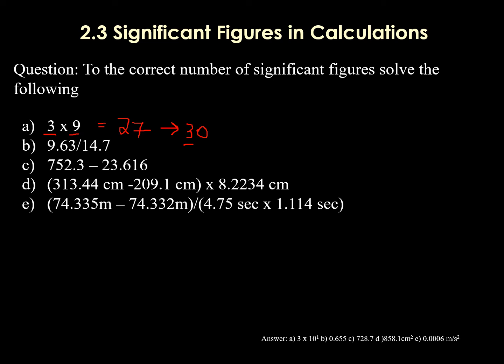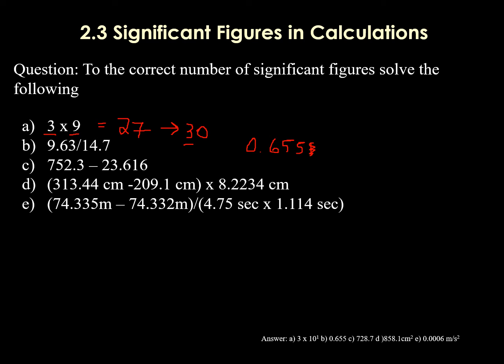The next one, B, 9.63 divided by 14.7. Well, in both cases, you have 3 significant figures, so your answer needs 3 significant figures. When you do this calculation, you get 0.6551, I believe. However, you want the answer in 3 significant figures, so you remove the 1 because it's less than 5, so we keep the 0.655.